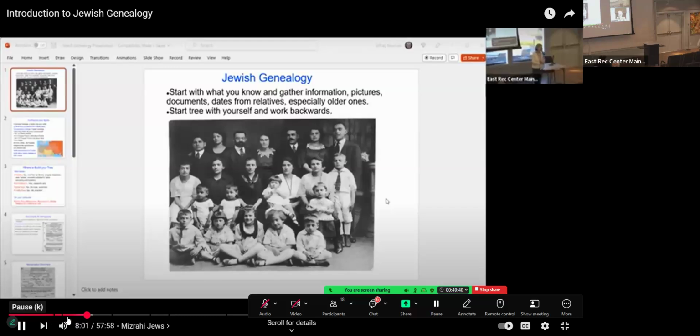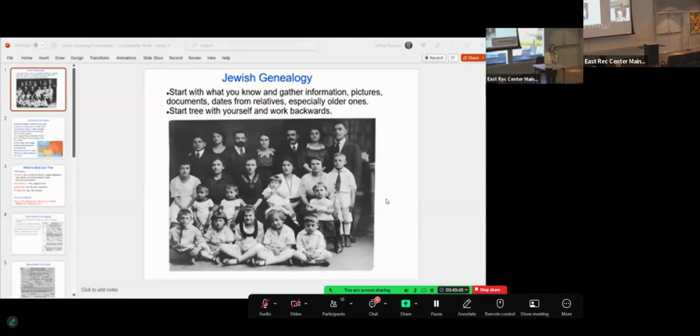Start your genealogy if you haven't already done that. You start by talking to your relatives, especially your oldest relatives. And so I would say about half of what I'm going to talk about applies to anybody doing genealogy, whether they're Jewish or not.